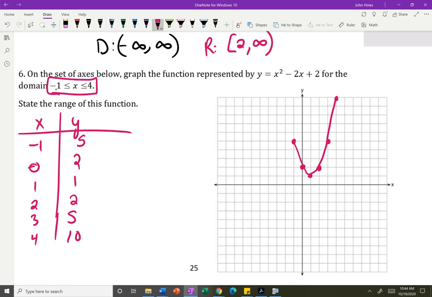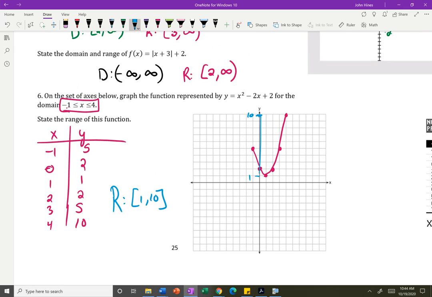And finally, I ask you for the range. What is the range of this graph? Well, range is low to high. How low do I go? 1. Do I go on forever? Normally I do, but I told you to stop. So the range is 1 to 10.